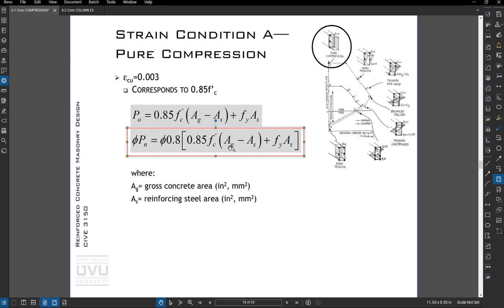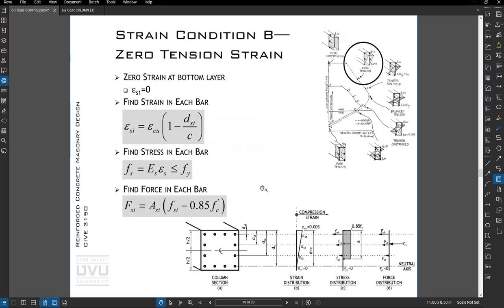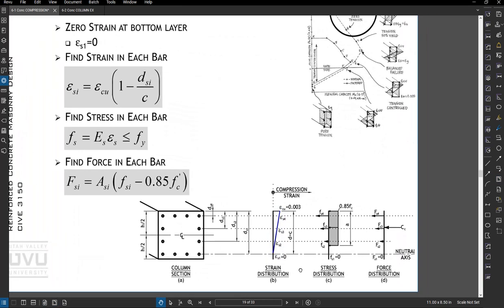Again, gross area of the concrete is the width times the height of the section, or B times H, etc. Okay, that one's pretty easy. Zero strain. Basically, at this bottom layer of rebar, we're going to say the strain is equal to 0 in the steel. And then we have a direct linear relationship to the concrete crushing strain of 0.003. Okay, so using similar triangles, we can back out the strain in each bar.